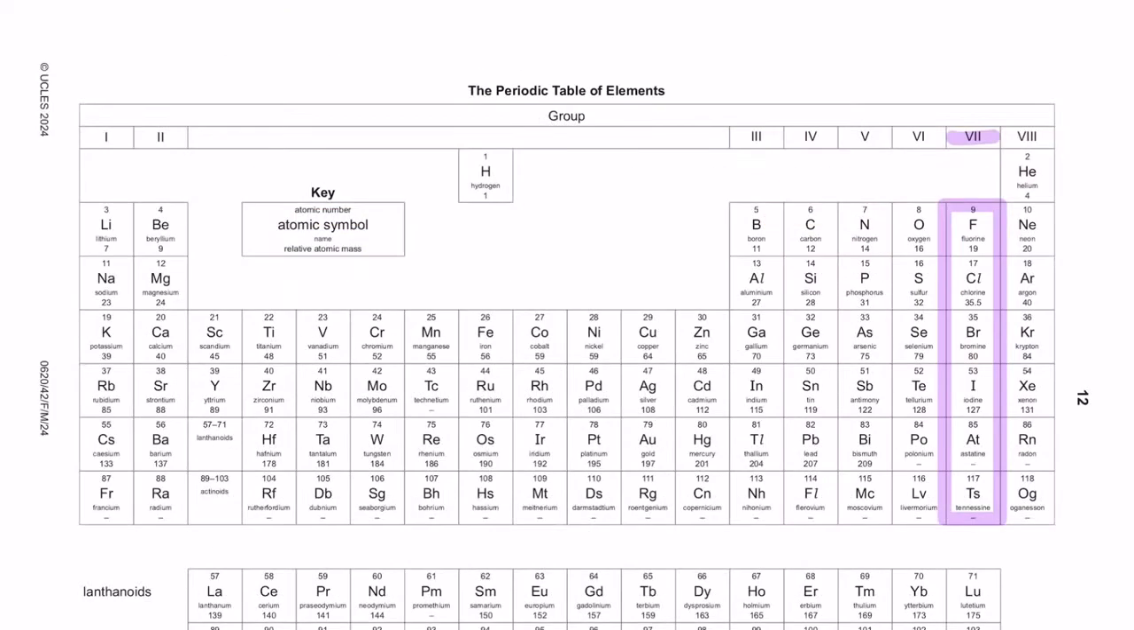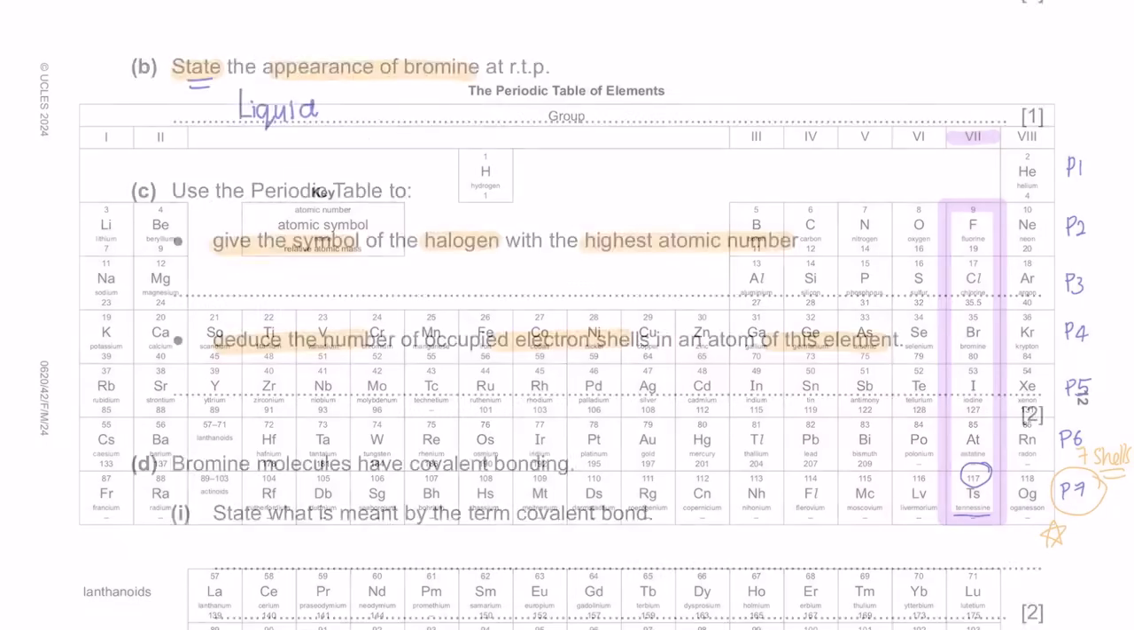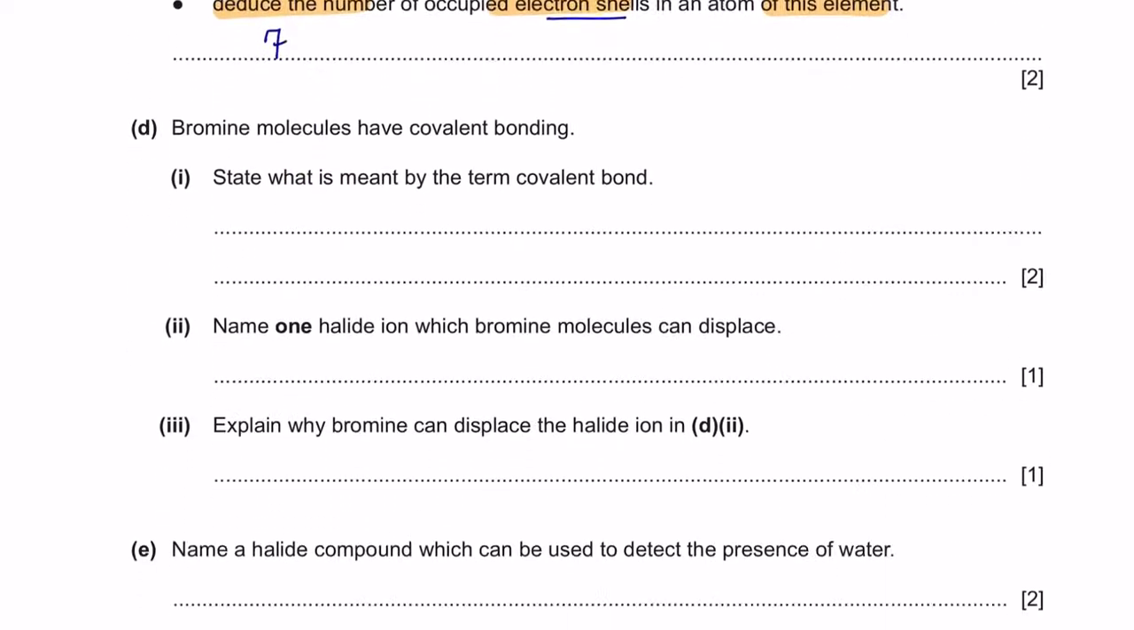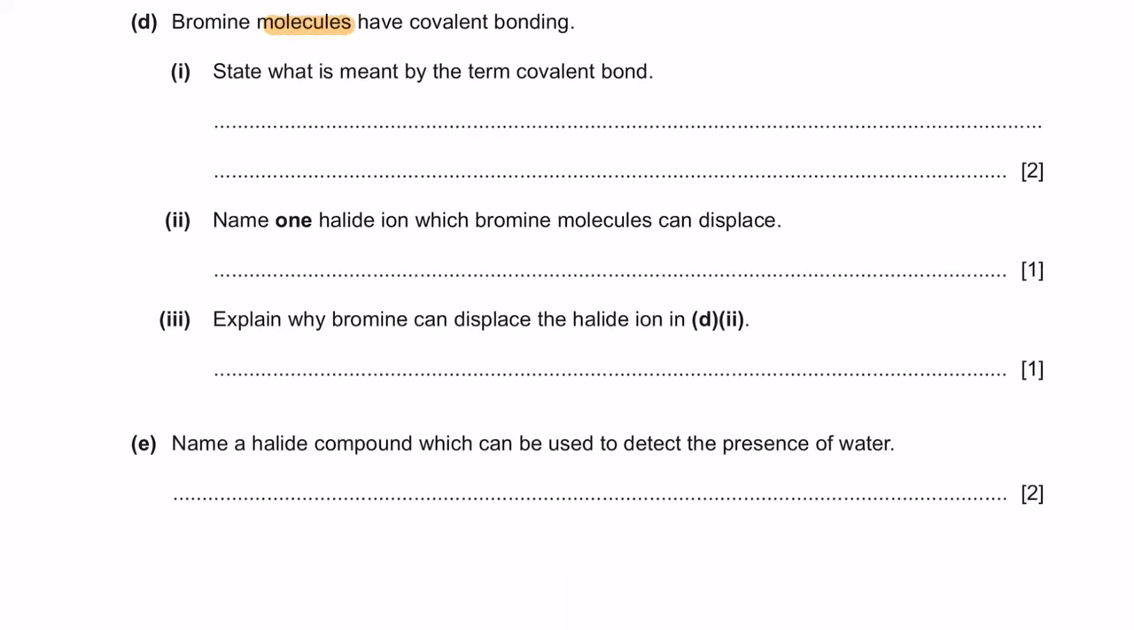The element with the highest atomic number would be tennessine, and as it is placed at period 7, this means that it has 7 shells occupying electrons. You only have to give the symbol which is Ts, and as it is in period 7, this means that it has 7 shells. Next, question D. Bromine molecules have covalent bonding. Part 1. State what is meant by the term covalent bond.